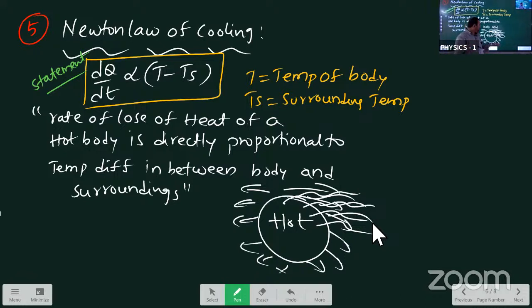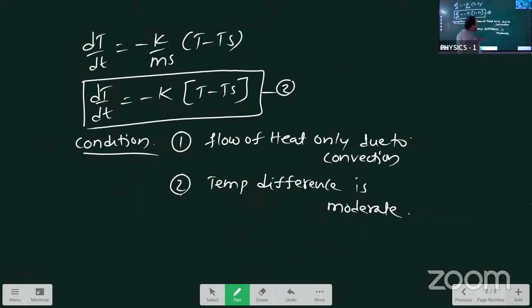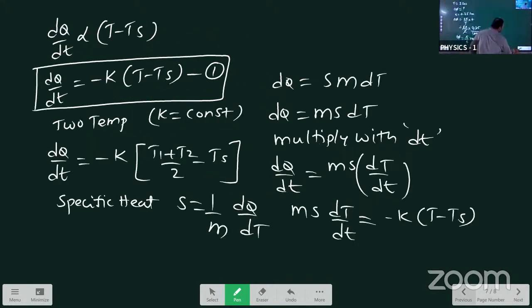In fluids, which type of motion is there? Flow of heat means convection. That is our condition number 1: flow of heat only by convection. Next one is that the temperature difference is moderate.